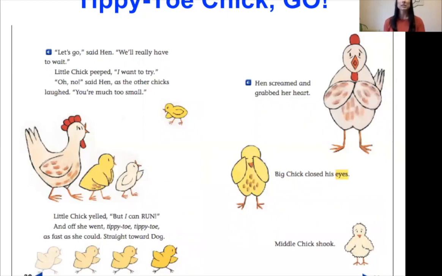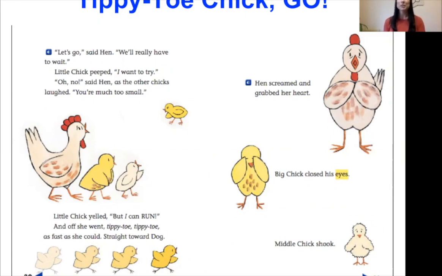"Let's go," said Hen. "We'll really have to wait." Little Chick peeped, "I want to try." "Oh no," said Hen, as the other chicks laughed. "You're much too small."